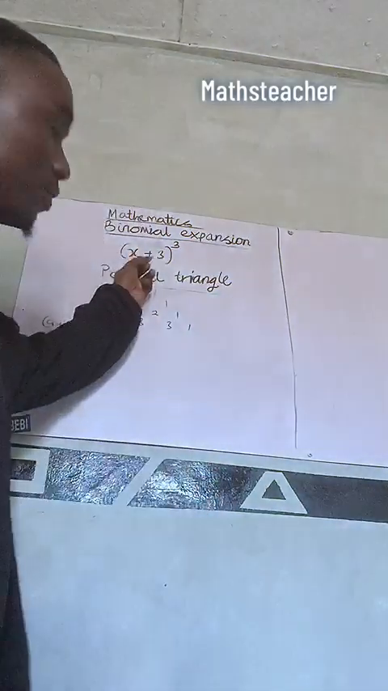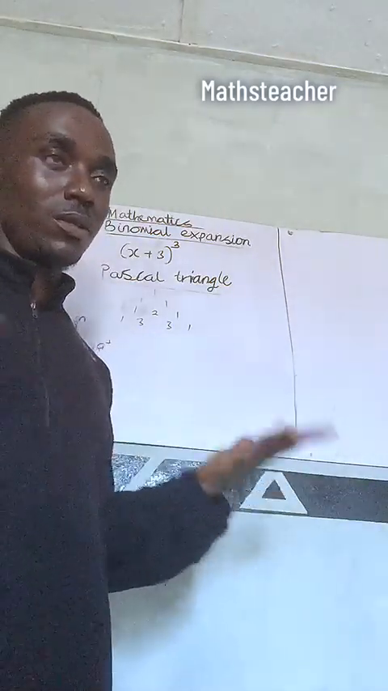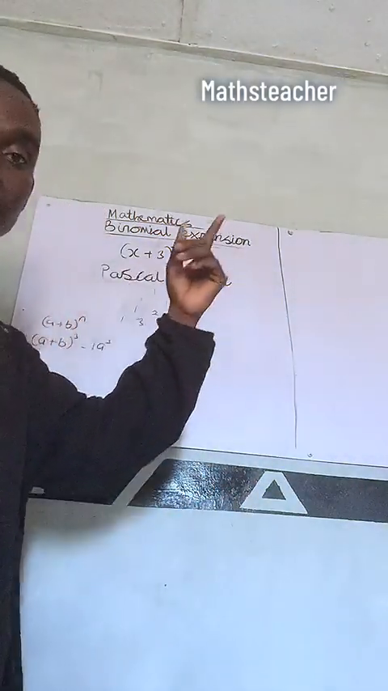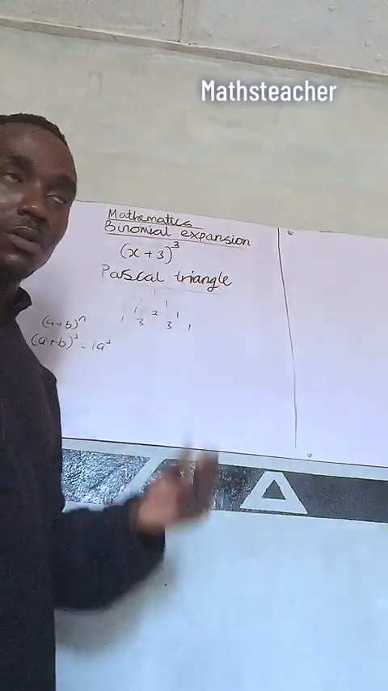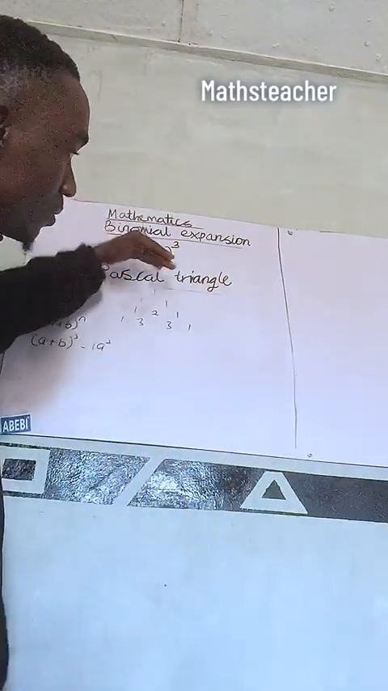Now, I have this to solve. You know the one raised to the power 2 will give you a quadratic equation. When it gets to the power of 3, 4, 5, we use the Pascal triangle, we use the formula method in binomial expansion. Now, what's the Pascal triangle?